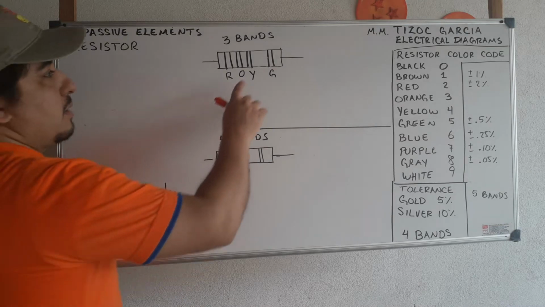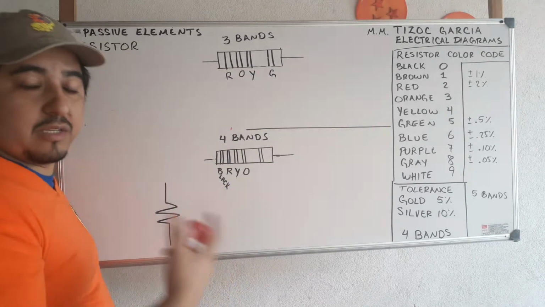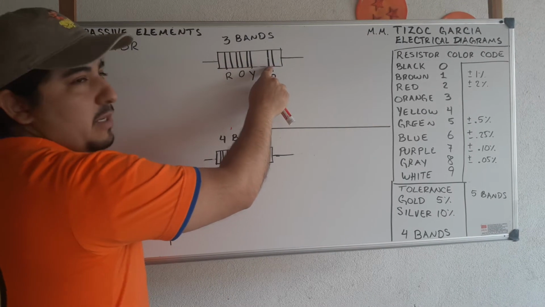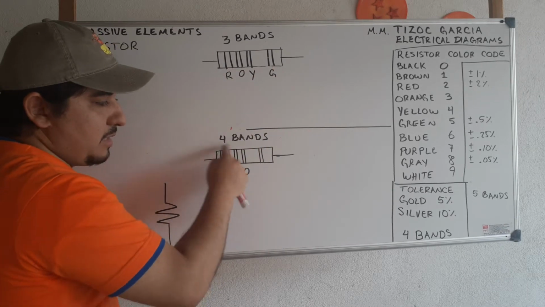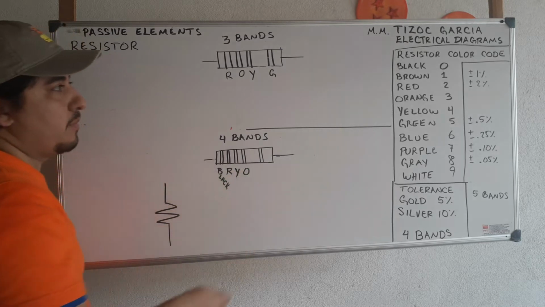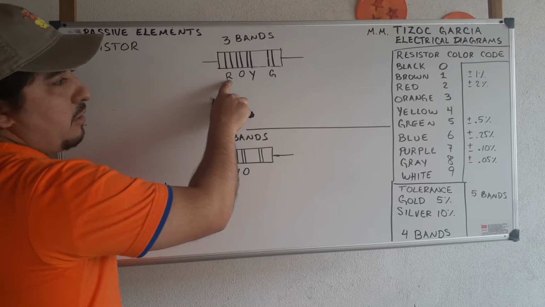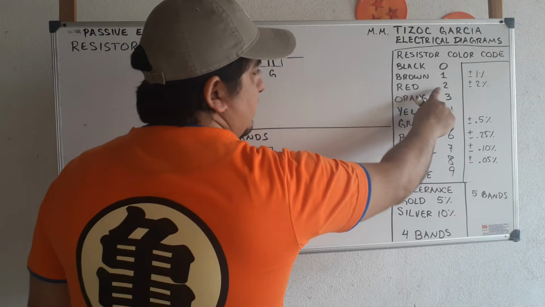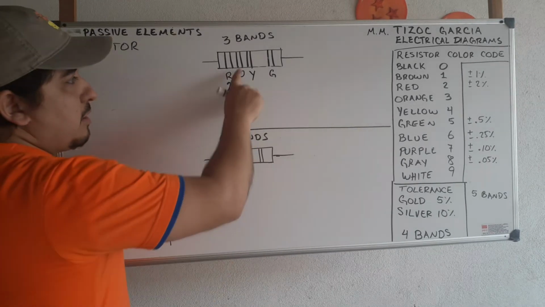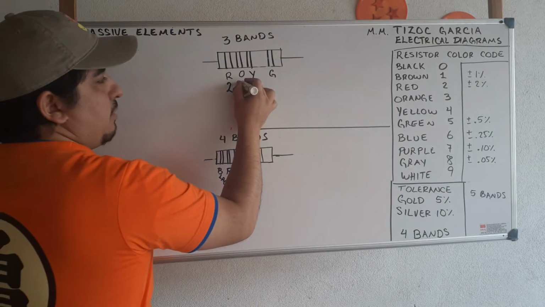Now, to see which is the right side to check the value, we are going to see that all of these are together and this one is separated. In this case, it is the same. All of these are together and this one is separated. Now, let's suppose that the first one is the color red. If we check here, red has the value of 2. The second band, in this case, is orange, and orange has a value of 3.